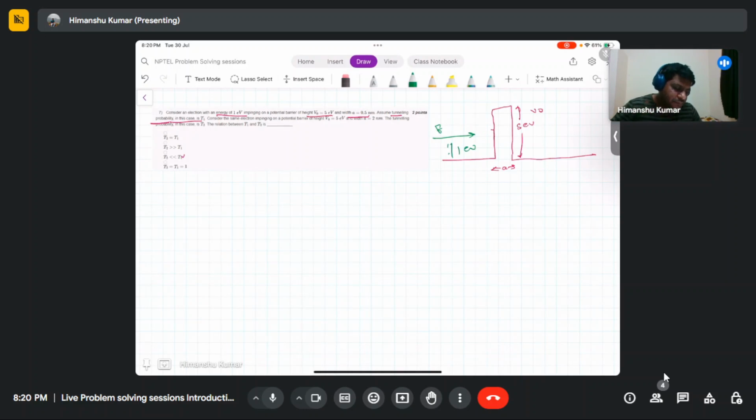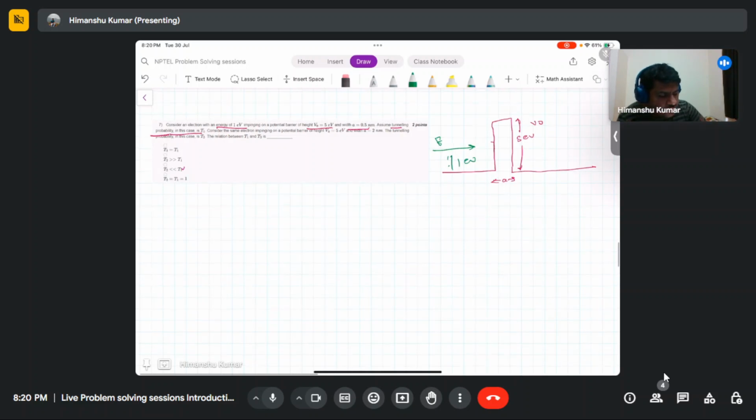To solve this kind of tunneling problem, you need to solve the Schrodinger equation in three regions: first, second, and third. Here the potential is zero, here the potential is 5 electron volt, and here the potential is again zero.